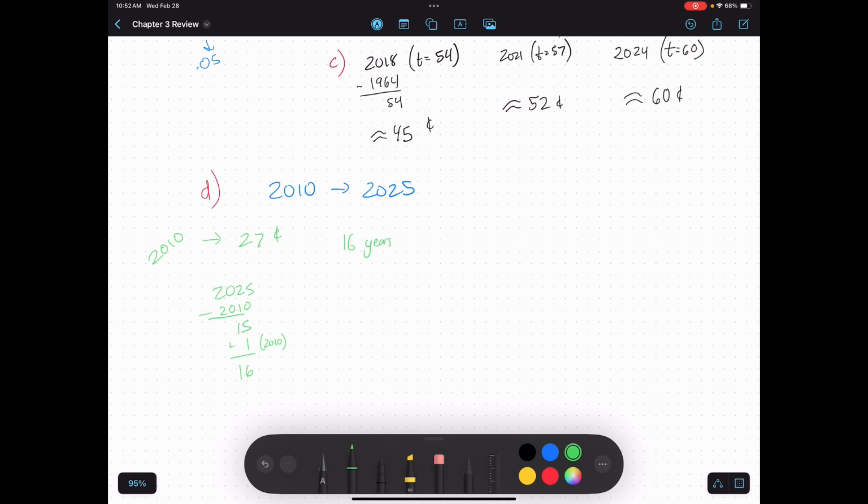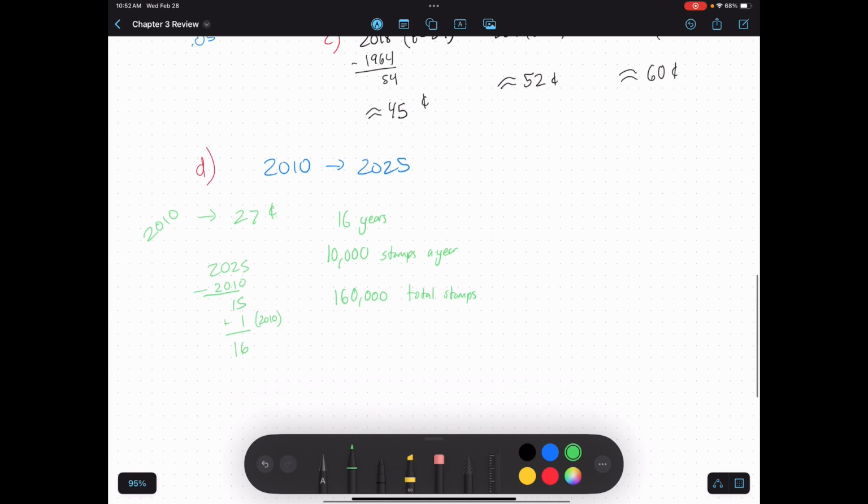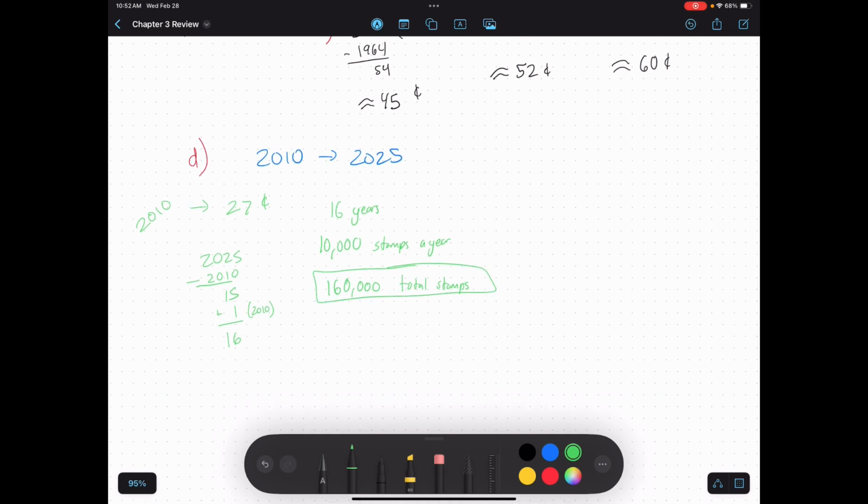How many stamps are they buying each year? 10,000 stamps a year. So what am I going to do with those two numbers? I'm going to multiply them together. That gives me 160,000 total stamps that I'm buying. Okay, so I'm buying 160,000 total stamps. And what's my price of each stamp? My price is 27 cents per stamp. So I'll go ahead and multiply those two things together. See what I get.